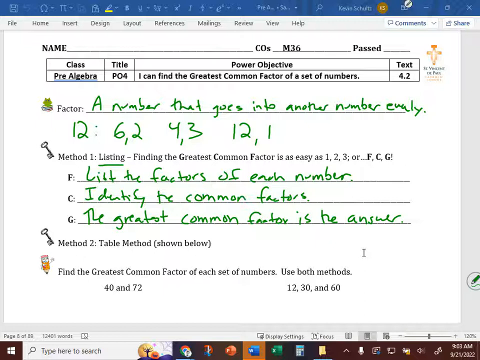Start with 40 and 72 there. Well, we'll wait for folks to catch up. The first one, 40 and 72. Use the listing method. List the factors of 40 and list the factors of 72. And then we'll get caught up together once notes are jotted down. Okay, so just make a column for 40, list the factors, make a column for 72, list those factors there.